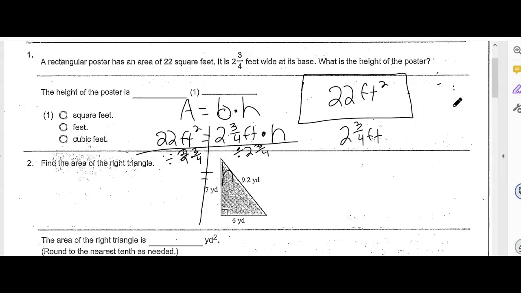What is the answer, Tom? 8. 8 what? 8 feet. It should be 8 feet. Your height needs to be in feet, because we've taken feet squared, 2 feet on top, and there's a 1 foot on the bottom. One of them cross each other out. All right. Are we good with that?